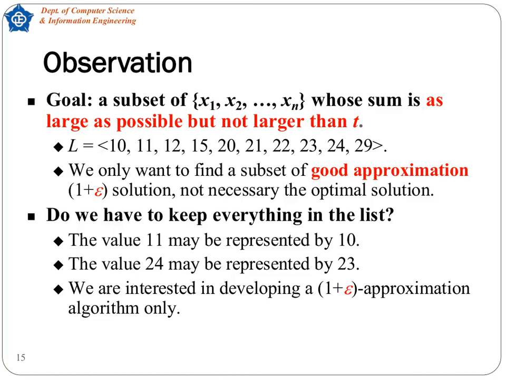Take the list 10, 11, 12, 15, 20, 21, 22, 23, 24, 29. Rather than keeping every precise value, we can safely round down or merge close numbers. For instance, treat 11 as 10 or 24 as 23, and you still maintain a 1 plus epsilon approximation. This simple trick slashes the number of candidates and keeps our list manageably small, dramatically boosting efficiency.